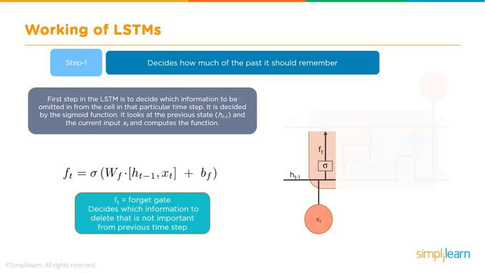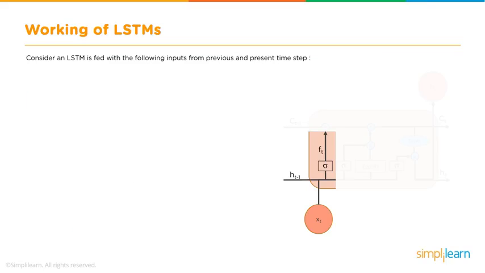So you can see over here we have f of t equals the sigmoid function of the weight of f, times h at t minus 1 and x of t, plus, of course, a bias, as with any of your neural networks. So f of t equals forget gate, which decides which information to delete that is not important from the previous time step. Considering an LSTM is fed with the following inputs from the previous and present time step.